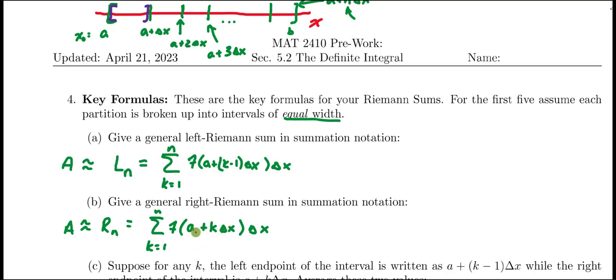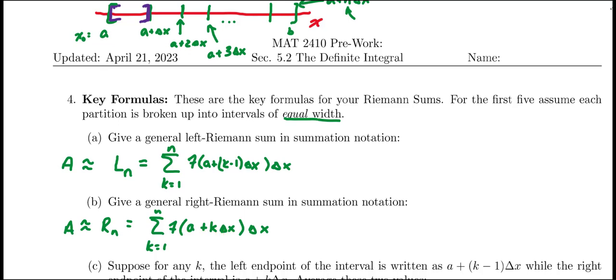And what I'd like you to do is convince yourself when I do this for this first rectangle here, I'm going to be using this interval, and I want to use the right endpoint of this first interval. So how could I systematically get there based on my counter k? I'm going to start at a and step over 1 copy of delta x to get to what I'm going to plug into this function.